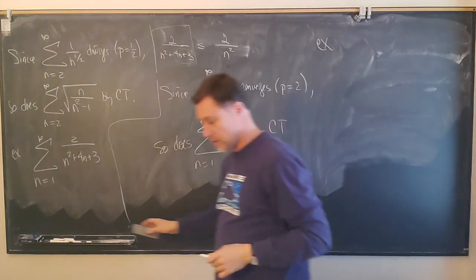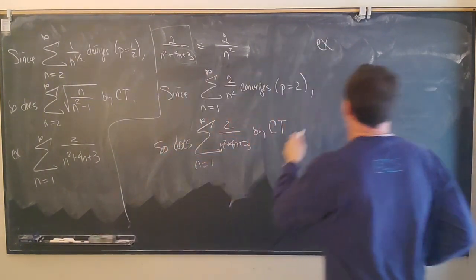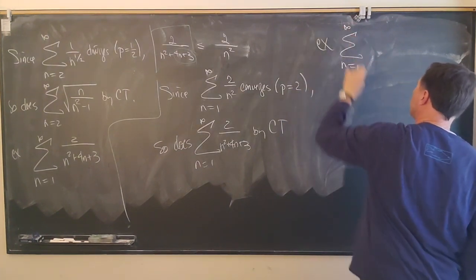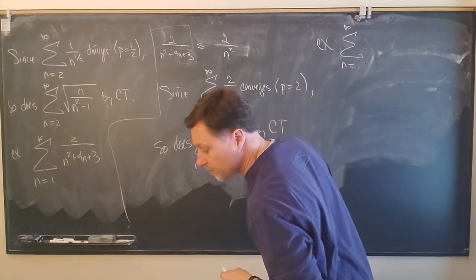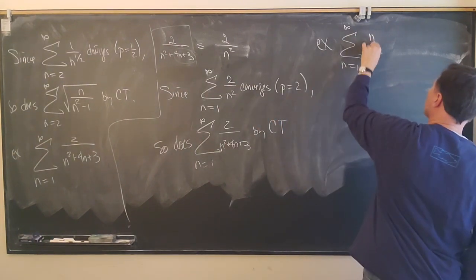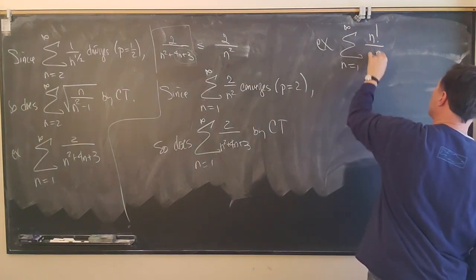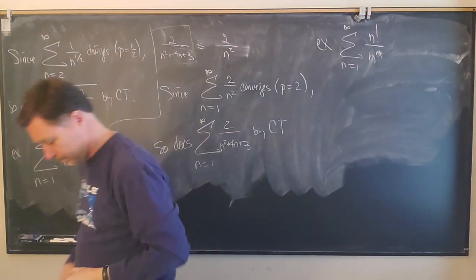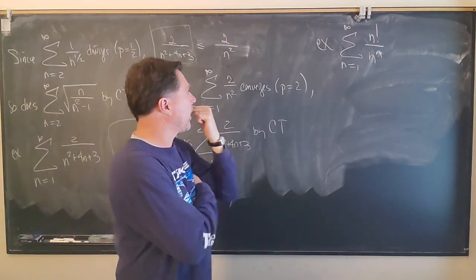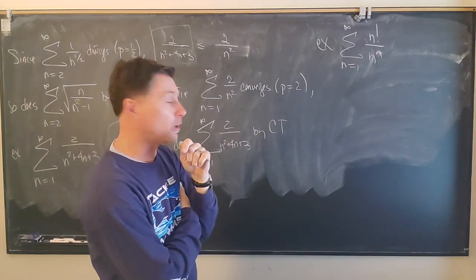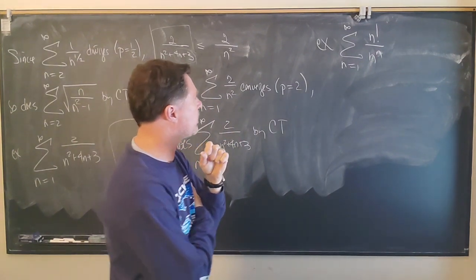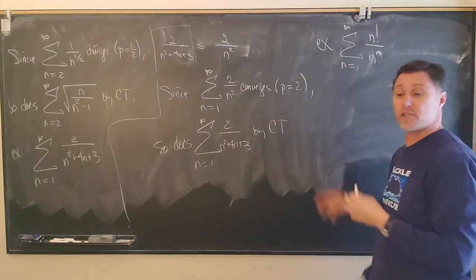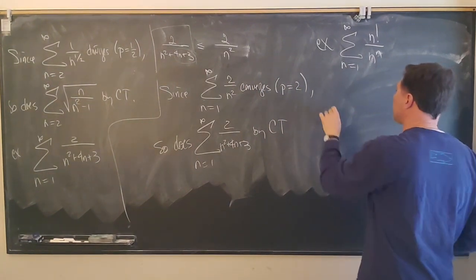So next example, let's look at the sum n equals 1 to infinity of n factorial over n to the n. All right, and I want to use the comparison test here. Remember, we've looked at this before. The way to analyze things that involve factorials often is to just write out what it means. So let's write it out.